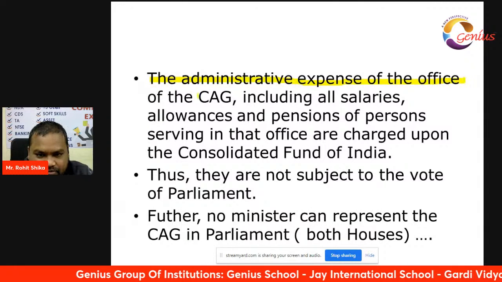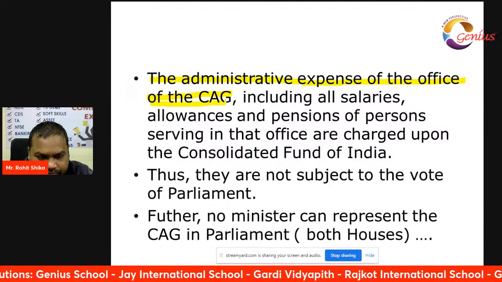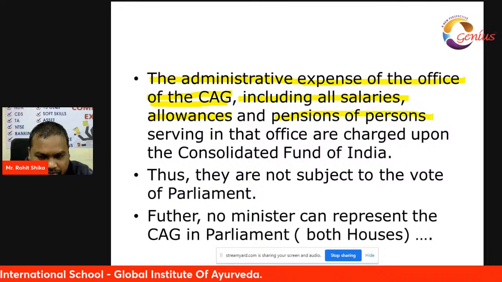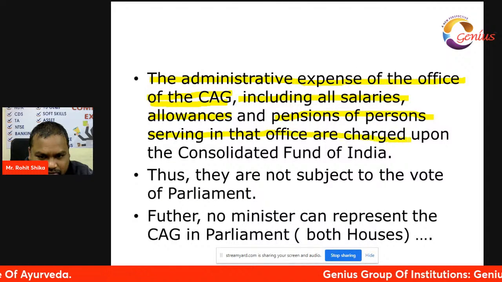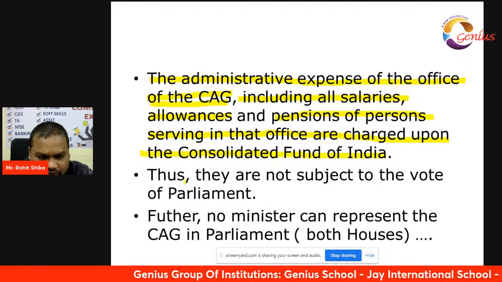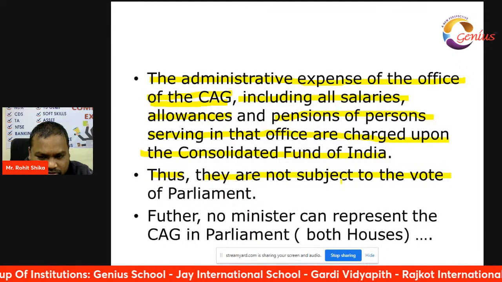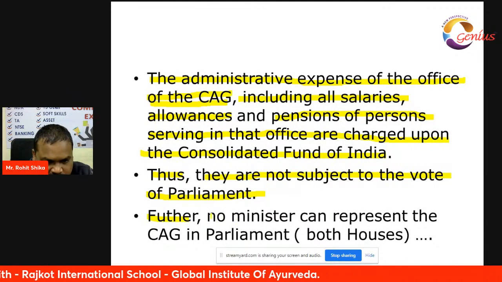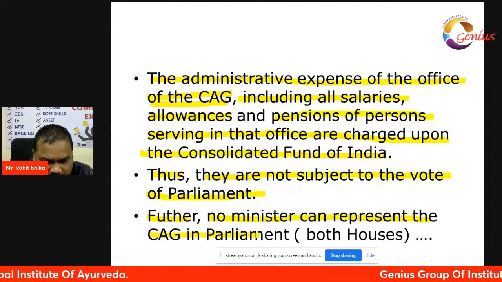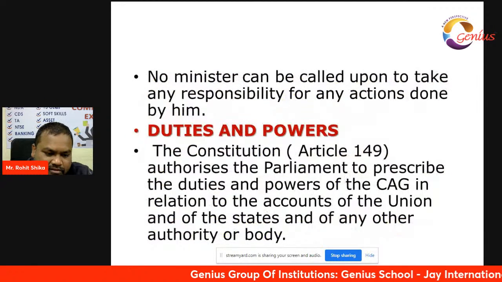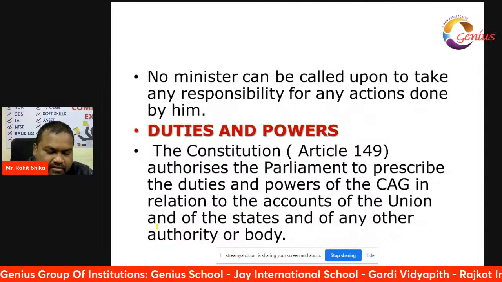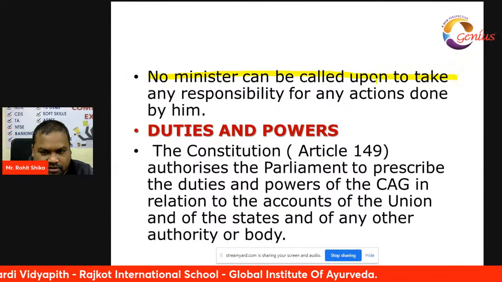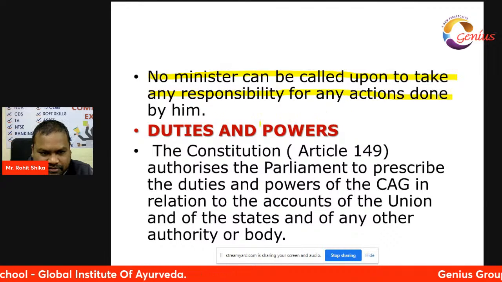The administrative expense of the office of the Comptroller and Auditor General, including all salaries, allowances, and pensions of the persons serving in that office, are charged upon the Consolidated Fund of India. Thus, they are not subject to the vote of Parliament. Further, no minister can represent the CAG in Parliament in both houses. No minister can be called upon to take any responsibility for any action done by him.